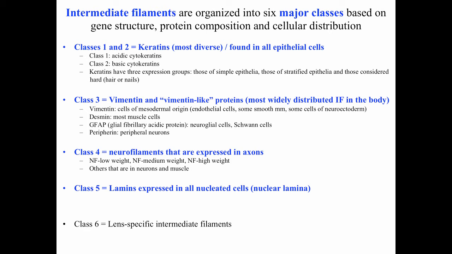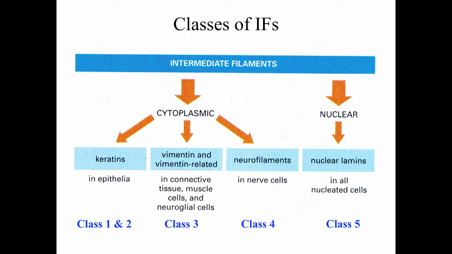Class 5 intermediate filaments are the lamins. These are expressed in all nucleated cells. You know these as the nucleolamin proteins. There's lamin A and C, which are important in maintaining the integrity of the nuclear envelope, and lamin B, to which the lamin A's and C's interact and help to form the nuclear pore complexes. And then there's the class 6 intermediate filament proteins. These are specific to the lens, and I don't care that you necessarily remember these right now for our course. But this cartoon just highlights the classes of the intermediate filaments.